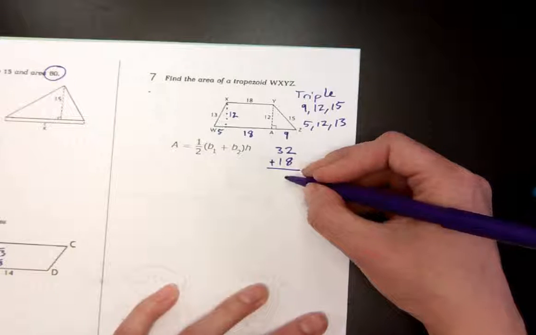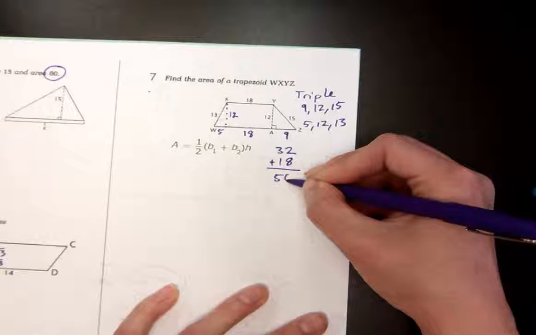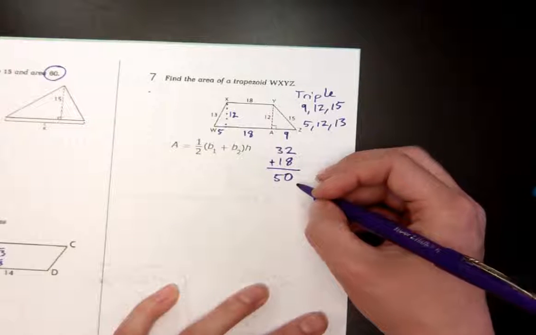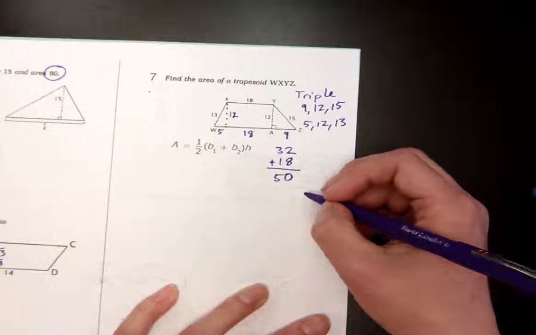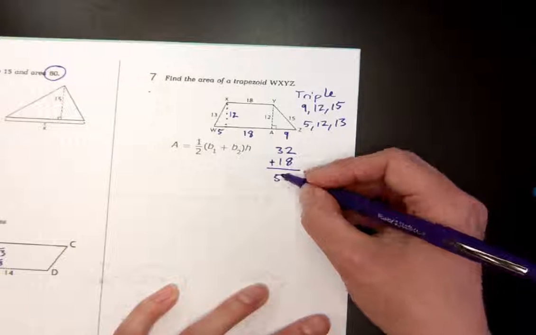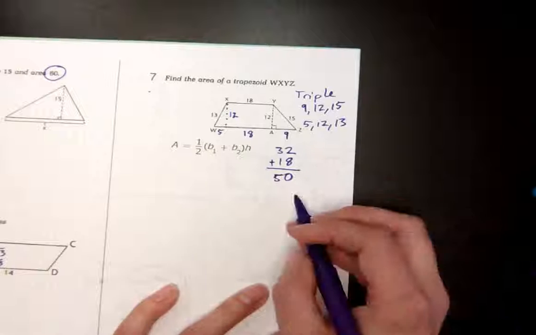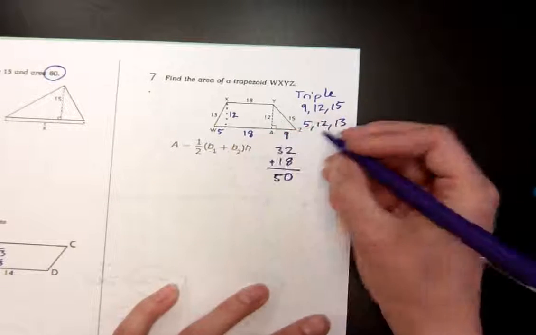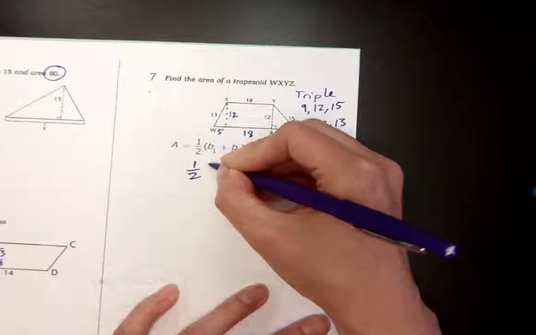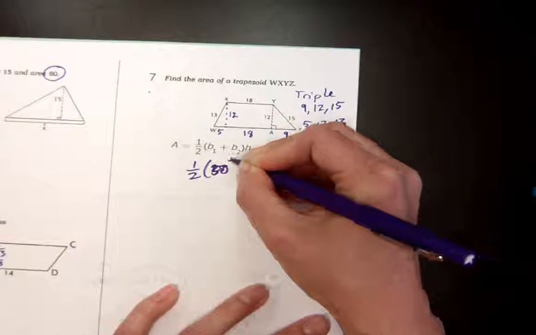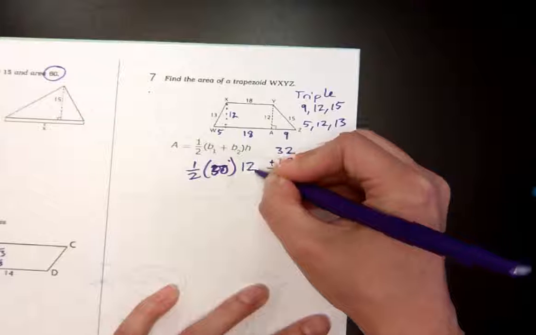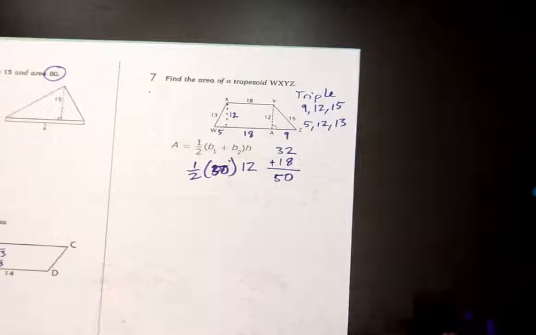What was 32 plus 18? 50, and so we have half of 50. Sorry, you're right. So 25, times 12. So half times 50 times our height, which is 12. What does that come out to?